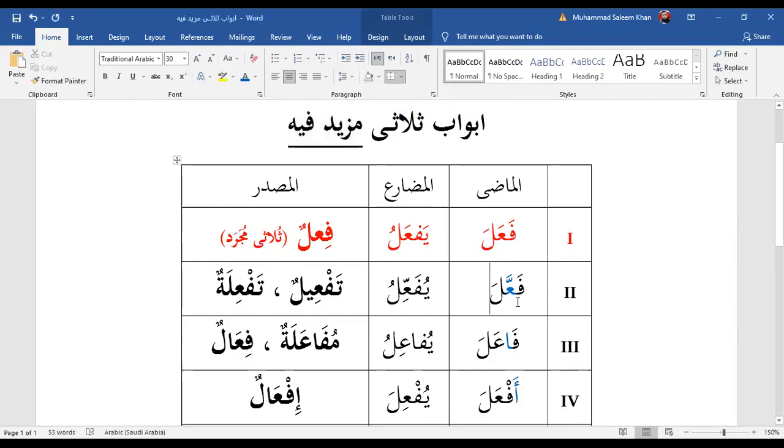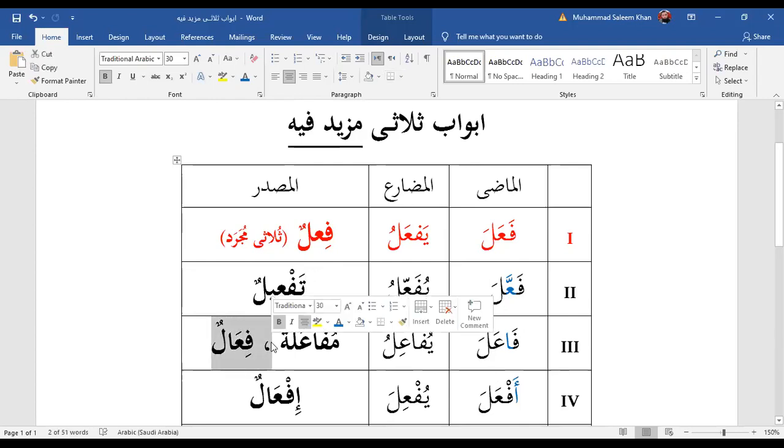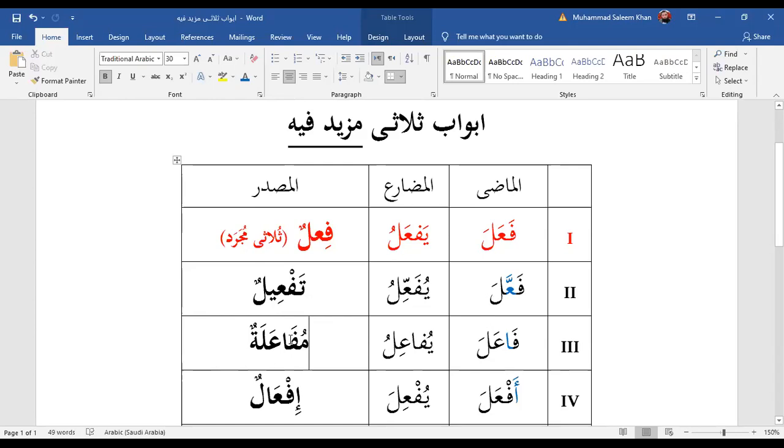Number two, for example, is fa''ala, with the addition of tashdeed. I told you to remember three things: tashdeed, alif, and hamza. For example, fa''ala, yufa''ilu, taf'ilan. As of now we don't need this one because it would be a little too much for you. The only thing we need to know is that this bab has two masadir, but the second one is not very common. So we will first focus on the first one, and when we need to learn the second one, inshallah, by that time you will be able to learn it as well. Similarly, the bab number three, or group number three, is fa'ala, yufa'ilu, mufa'alatan.